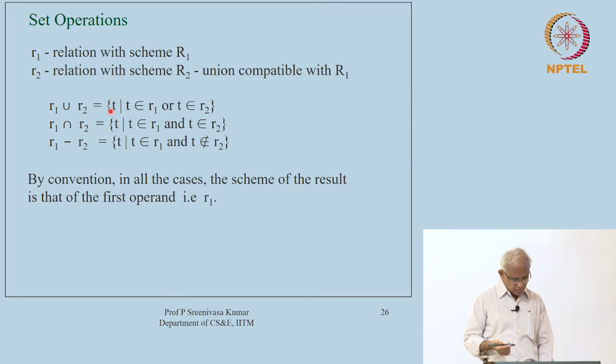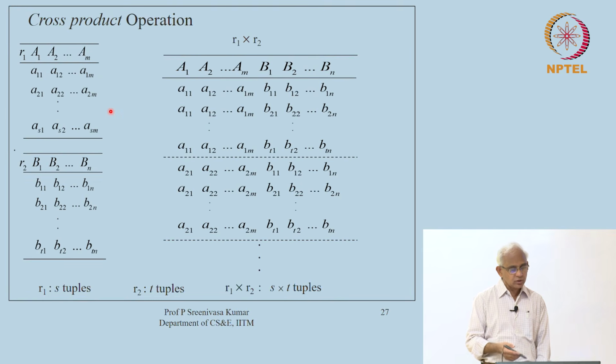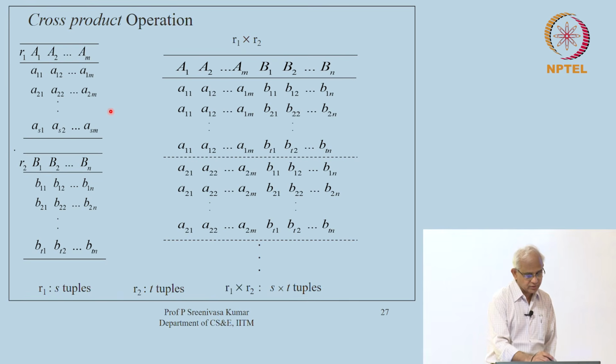So, we will see an operator that actually allows us to do that. And this is also a very familiar operator for us, actually, the cross product of sets. The cross product of sets, we will recall the definition of a cross product. So, in the context of relations, let us look at this carefully now.